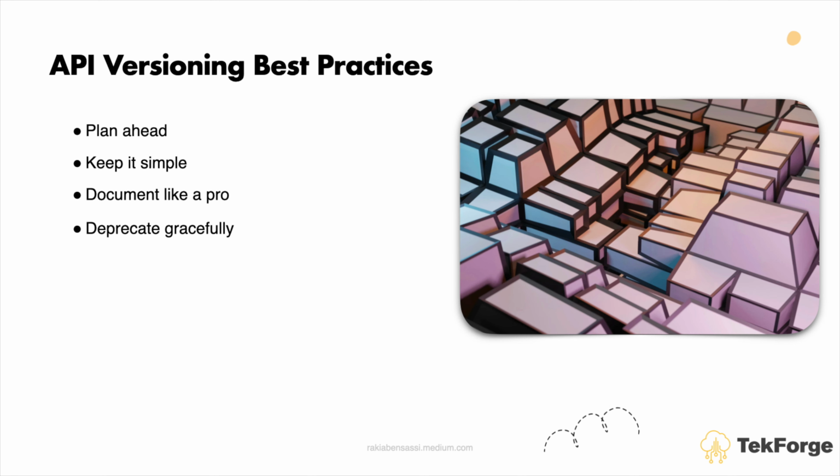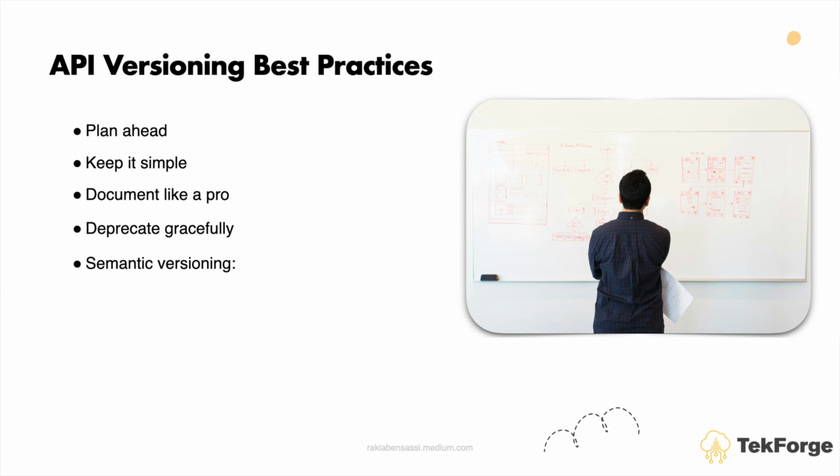Deprecate gracefully. Give plenty of notice before deprecating an older version and support users in migrating to newer versions. Semantic versioning. Use semantic versioning with the syntax major.minor.patch to clarify the nature of changes in each release. This standardized approach helps in understanding the impact of changes and planning for upgrades.